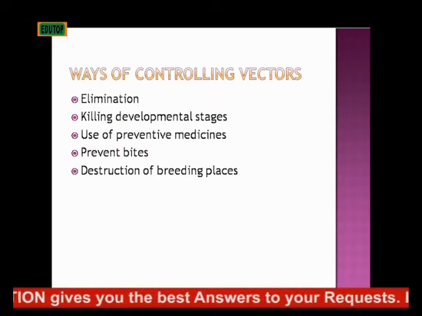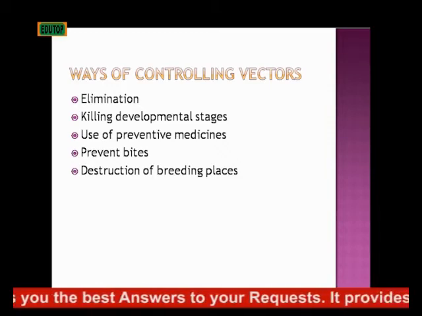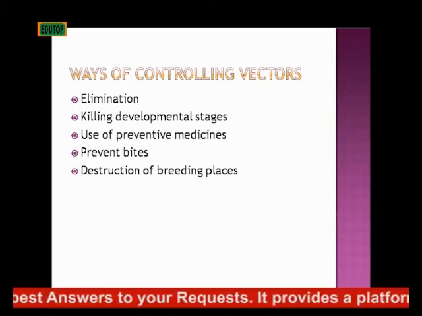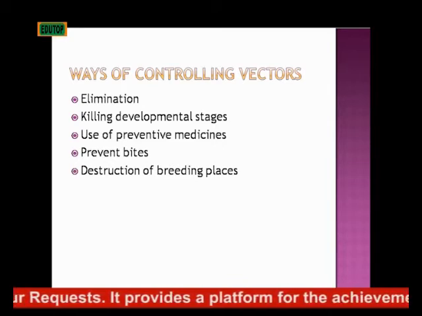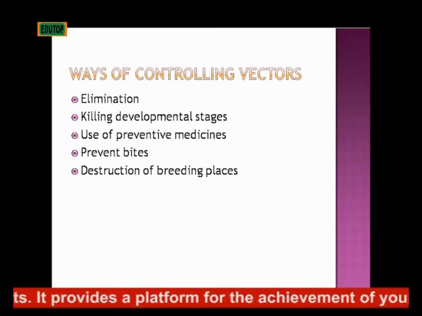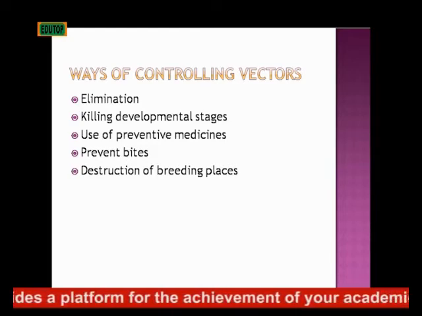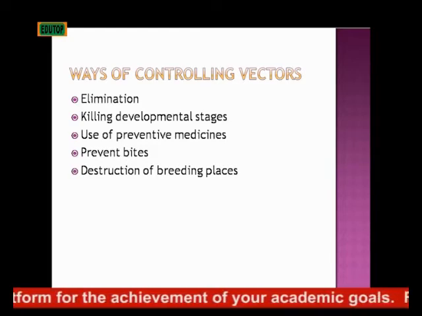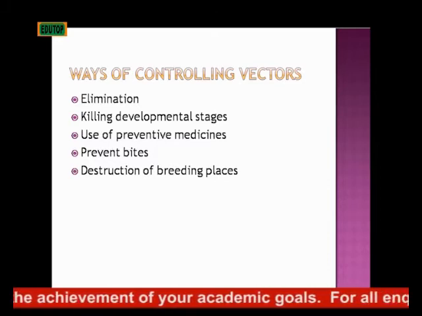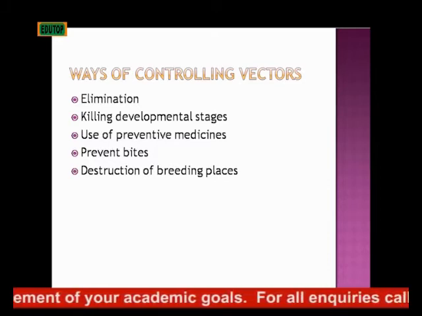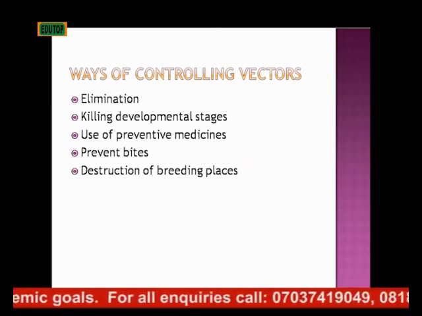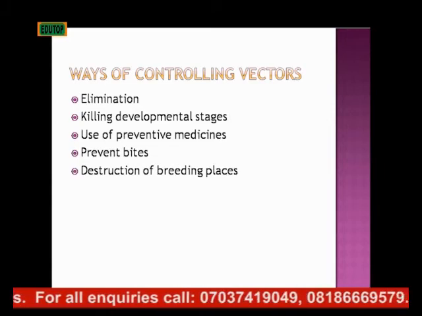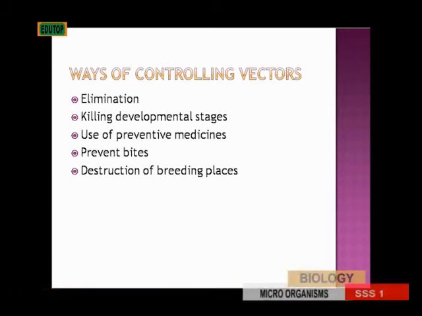And another way of controlling vectors is by killing them at their developmental stages, when they have not really become adults. You know, we have various stages of growth, from egg to larva, larva to pupa, then to adult. Before they get to the adult stage, you can kill them. Then we can use preventive medicines, like you can use some drugs to prevent some diseases before they appear. You know, there are some drugs that you can use to prevent malaria, for example.